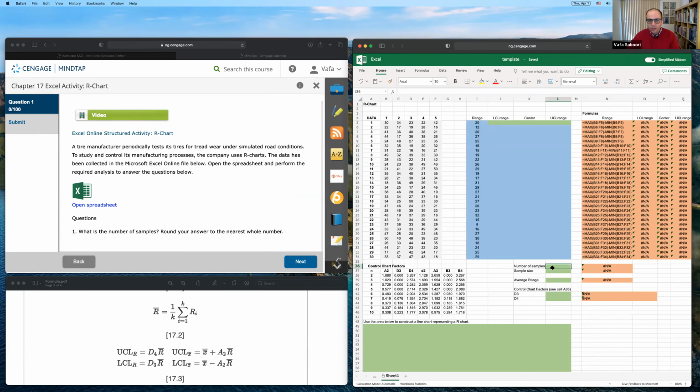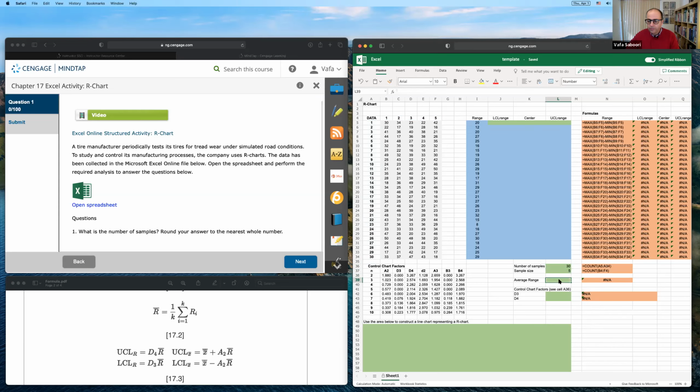Okay, so now I need to build my UCL and LCL. In order to get UCL and LCL, I need D3 and D4. So for that, I need to look up the values from this table. First thing that I need to do is to calculate the number of samples, although I can just enter 30. In order to be thorough and consistent, we are going to use the count function. So we're counting the number of samples here. And again, for sample size also, I'm going to use the count function.